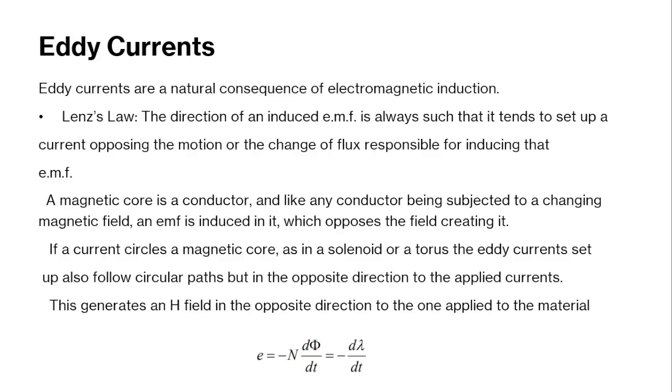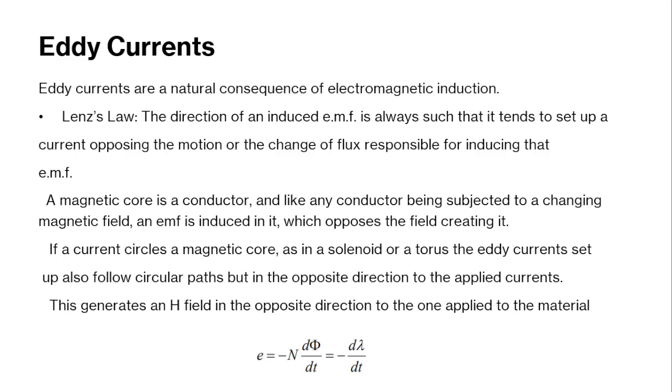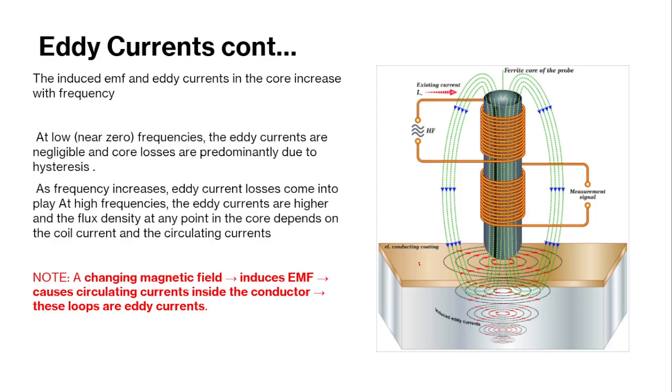Right, so eddy currents. Read this; I won't go through all of it, but we'll go through some. Eddy currents are just circulating currents in the material. If you look at this diagram, closer to the surface the eddy currents are strongest, and as you keep going into the material, the eddy currents reduce. This leads to something called the magnetic skin effect. The induced EMF and the eddy currents increase with frequency, which makes sense, right? If you have more frequency, you have more losses.